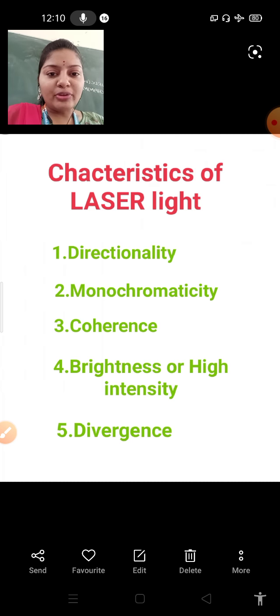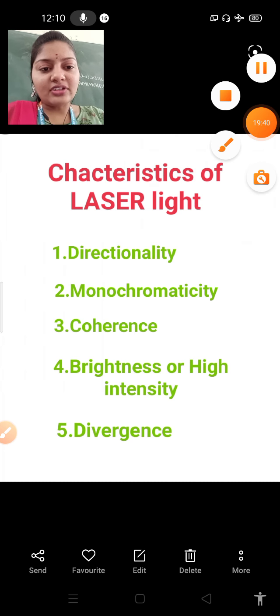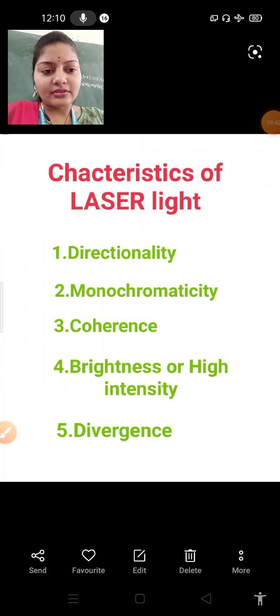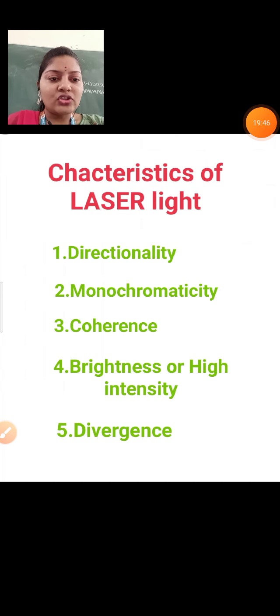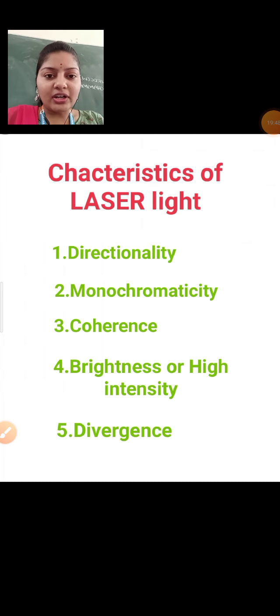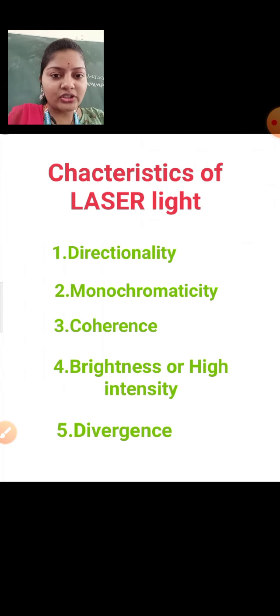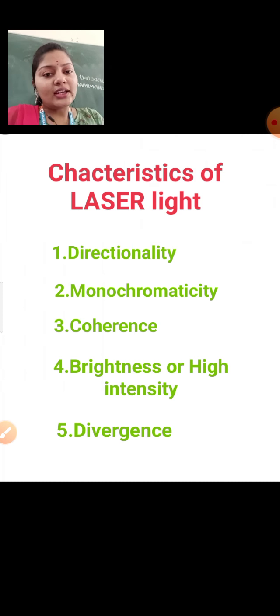Next, coming to the divergence property of laser light. Divergence in general means high spreading nature, but laser light has almost negligible divergence, meaning there is no spreading nature. That is why laser light has almost negligible divergence. So this is about the different characteristics of laser light.